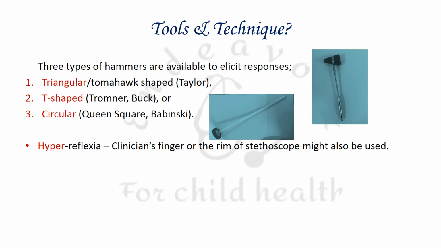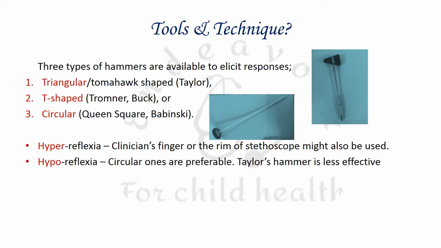Now hyperreflexia can also be elicited with the clinician's finger itself or the rim of a stethoscope. You must have seen many clinicians doing so. Hyperreflexia is best elicited with the help of circular ones. That is why the Taylor hammers, since they are not very effective in eliciting so, are said to be preferably discouraged in pediatrics, and rather the circular hammers are preferred.